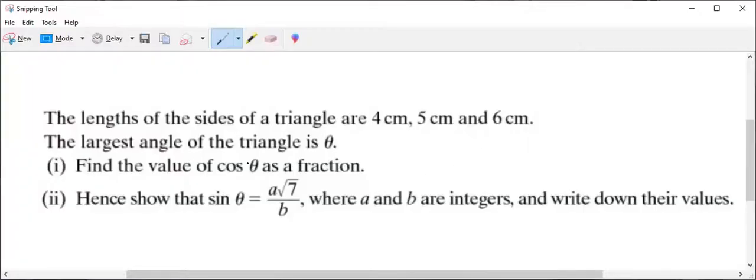So yeah, cos theta was what they asked for. Hence show that sine theta can be written as a root 7 over b, where a and b are integers, which means whole numbers, and write down their values. Okay, let's do that.